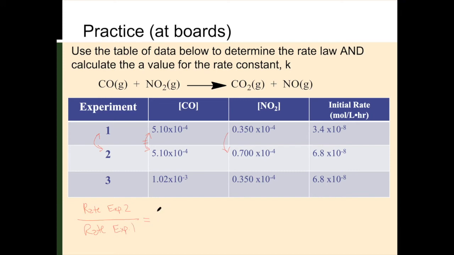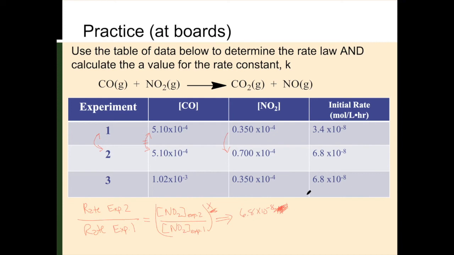And so that's equal to the concentration of, in this case, NO2 from experiment 2 divided by the concentration of NO2 in experiment 1. And all of that gets raised to the power of some exponent. We're going to solve for x, we're going to solve for that exponent. Okay, so we're just going to substitute in the numbers from this data table. So the rate in experiment 2 is right here, 6.8 times 10 to the minus 8.